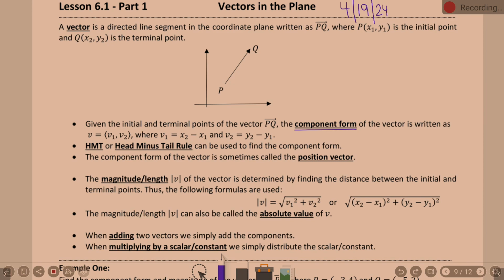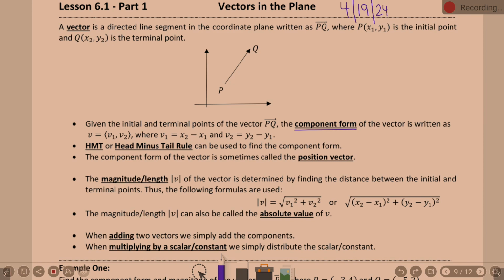Or, the easier way to remember it, the head minus tail rule. We're looking at where the arrow is minus the initial piece. So HMT, if you see me write that, or head minus tail rule, can also be used to find component form. Whichever way you want to remember this. And then the component form of the vector is also sometimes called the position vector. So I'm trying to give you a little bit of vocabulary, so depending on what you're asked, you can hopefully answer the question.